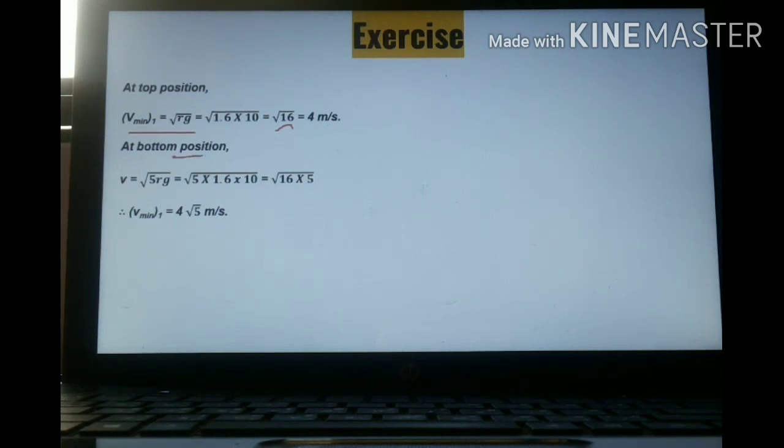Similarly, velocity at the bottom point, it is denoted by root 5rg. So it is 5 into 1.6 into 10, so we will be getting 16 into 5. So ultimately we will be getting root of 16 into 5. 16 square root is what? 4. So therefore 4 is going outside root 5. We can keep it as it is.